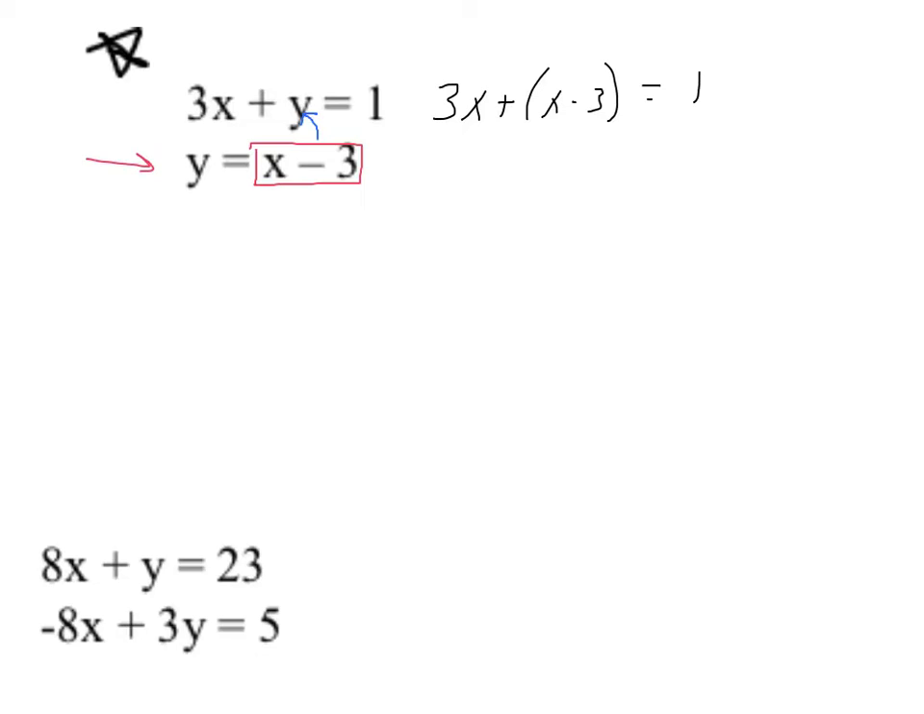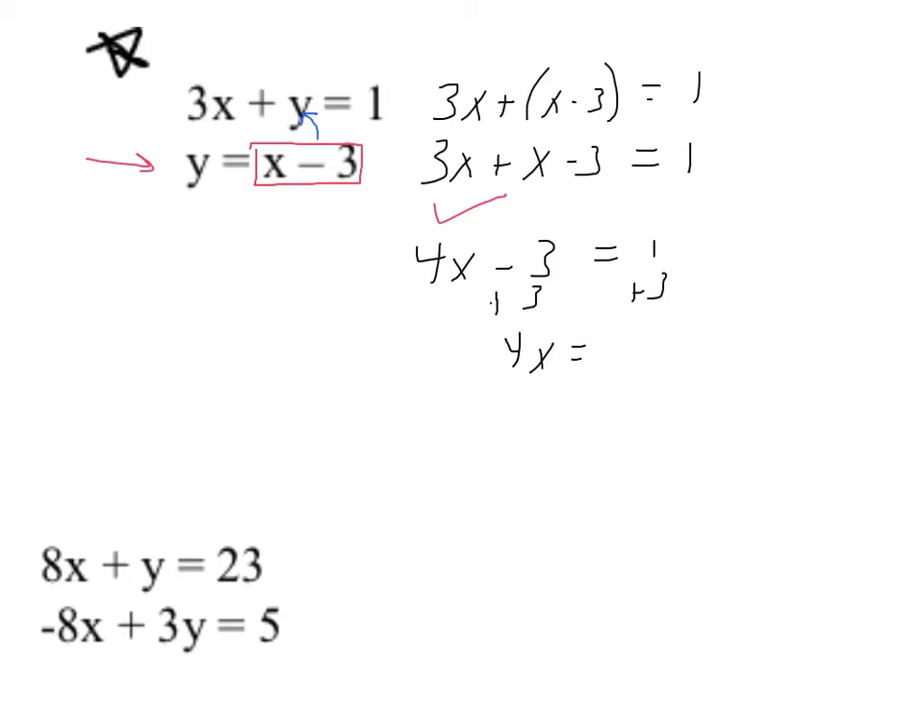There's just a plus sign outside the parentheses, so that does not change anything on the inside, so I can rewrite this problem without the parentheses. I have like terms, which gives me 4x, and we have minus 3 equals 1. I'll add 3, so here I'm just going to solve for the variable. Divide by 4, and x equals 1.